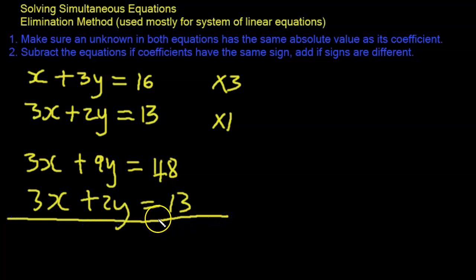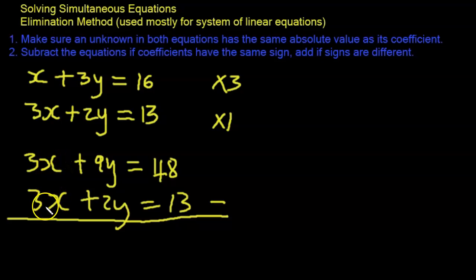And we need to eliminate the x. Now let me ask you a question. Do we add or subtract? You guess correctly. We subtract. Subtract if the coefficients have the same sign. Both of them are positive 3. And if you look at it, if you add the x's, what will you get? You get 6x, which you don't want, because the aim of the game here is to eliminate either the x or the y. And therefore, we subtract.